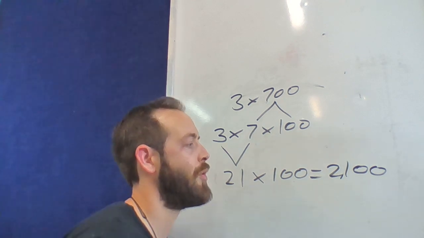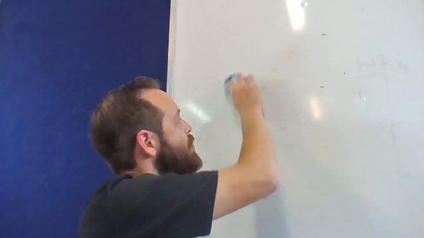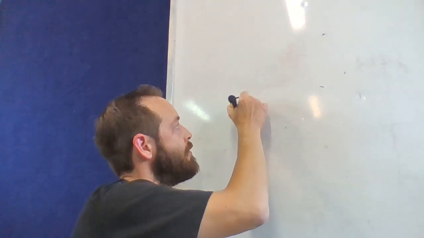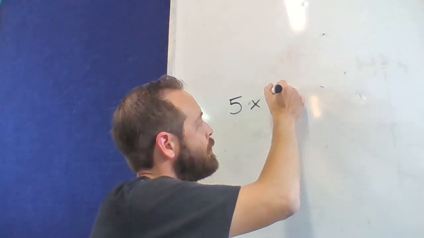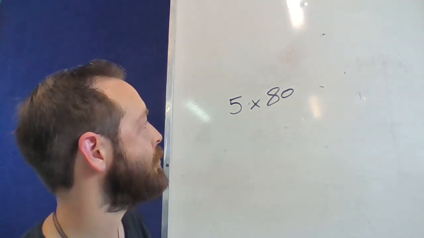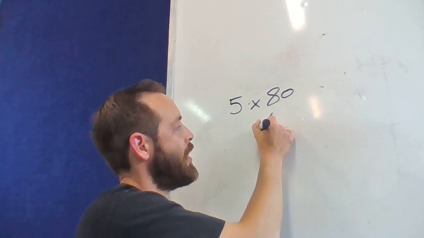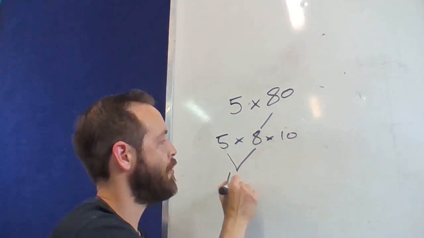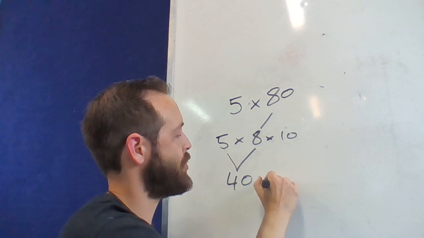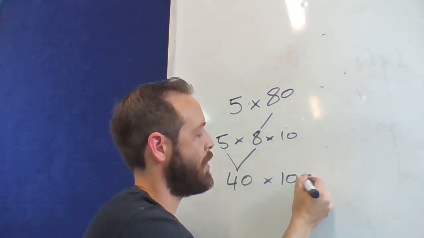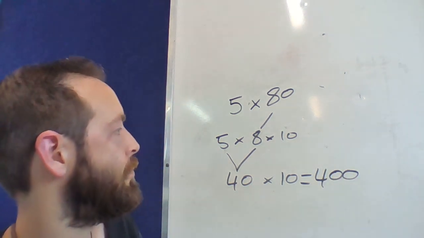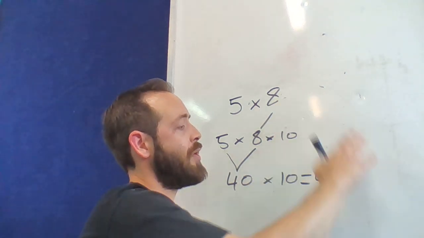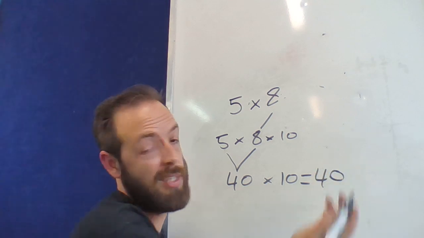Let's see if I can find a bit of a messier one. So if I have something like 5 times 80, I'm going to have 8 times 10, and then I'm going to have 40, and that's times 10. And so in this case, I'm going to have 400. If I just simply add a zero, you might neglect this one, and then people will say things like, oh, it's 40. The answer is 40 or something.